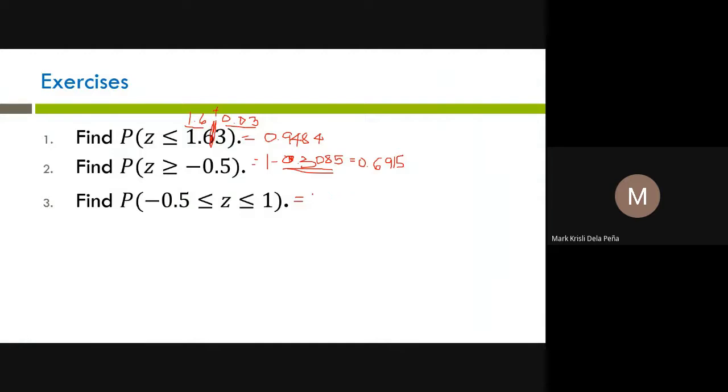So that would be 0.8413 minus 0.3085. The result is 13 minus 5 is 8. I just have to carry the 0. Kindly check if these calculations are correct. So that's 0.5328.